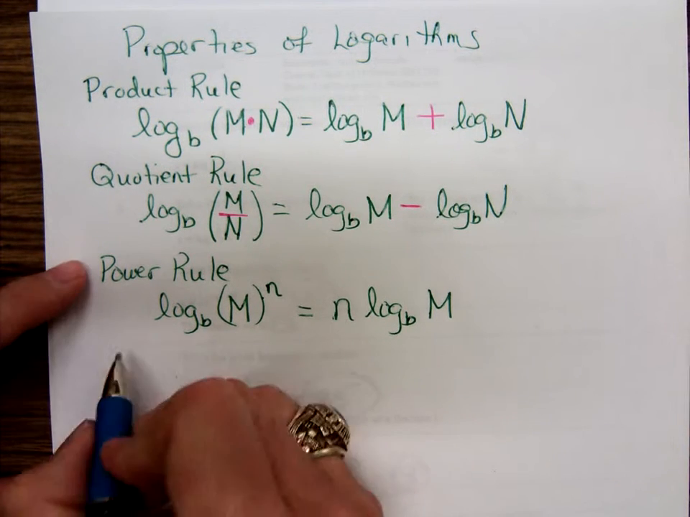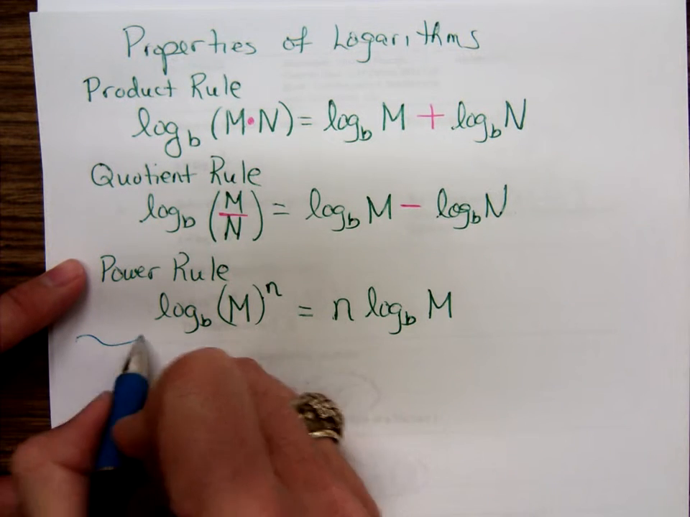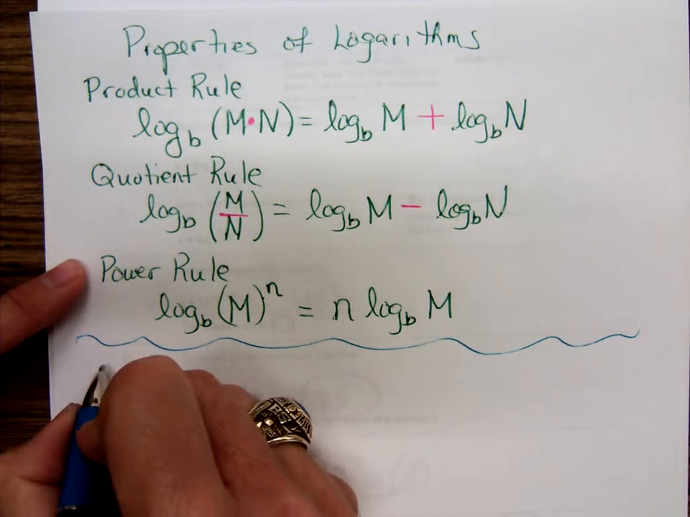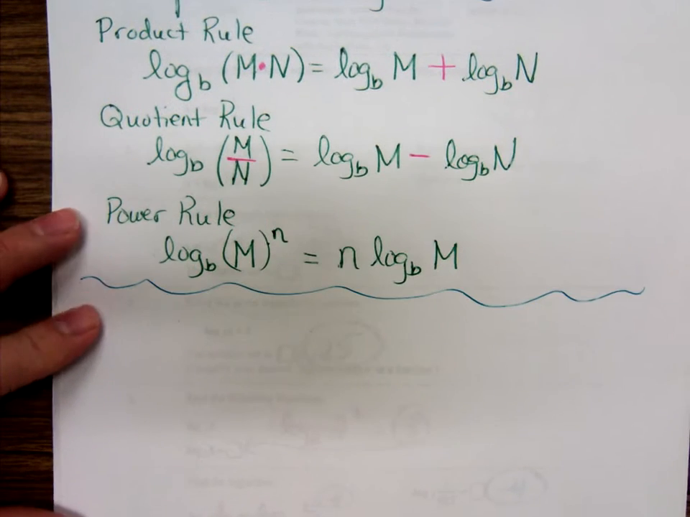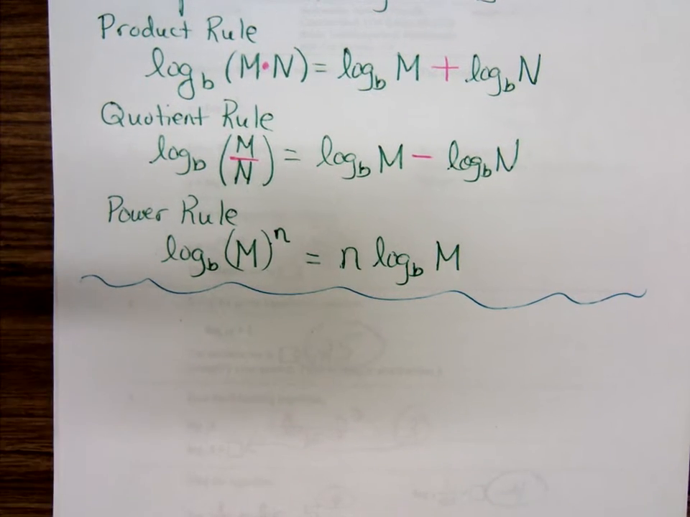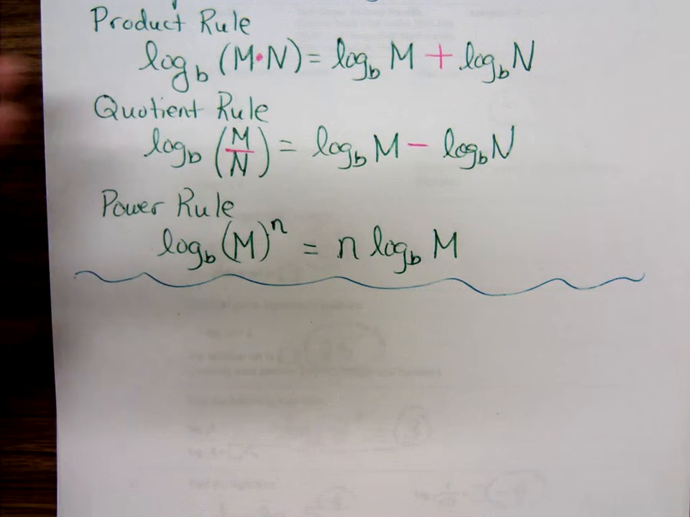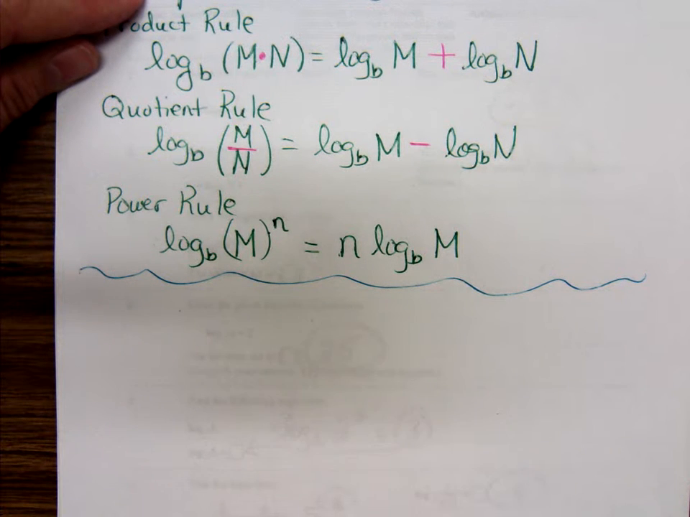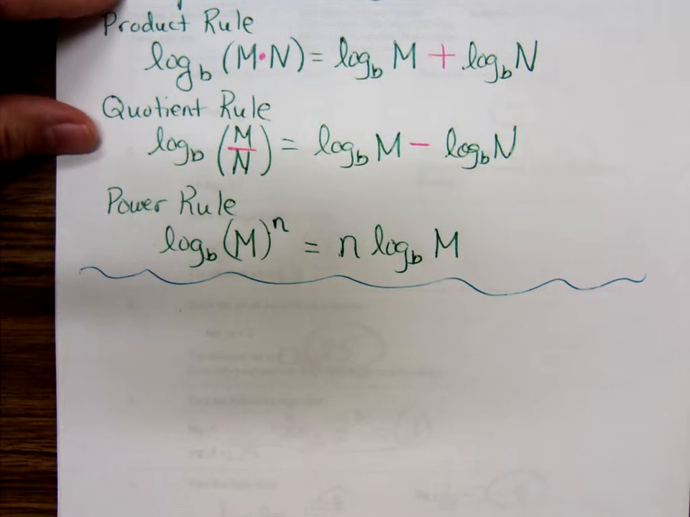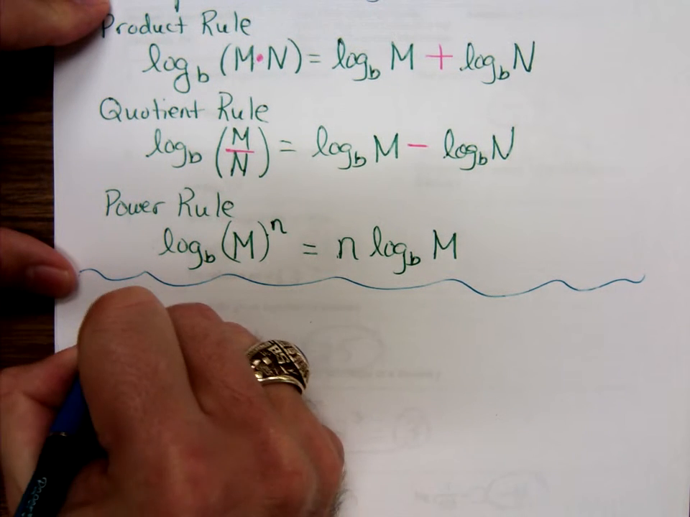Now, we can use these rules to expand logarithms. And I'm going to go through and do an example. It's going to seem like a pretty lengthy example showing steps, but once I'm through with this example, we're going to see if we can do it all without showing the steps. So I'm going to be expanding a logarithm.